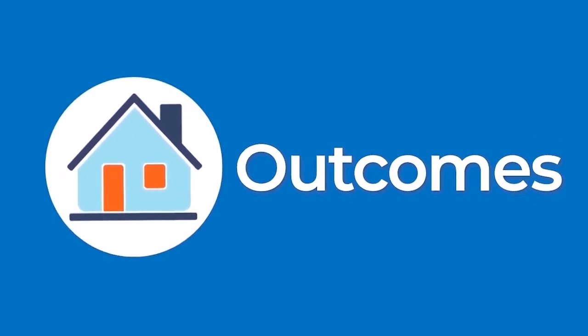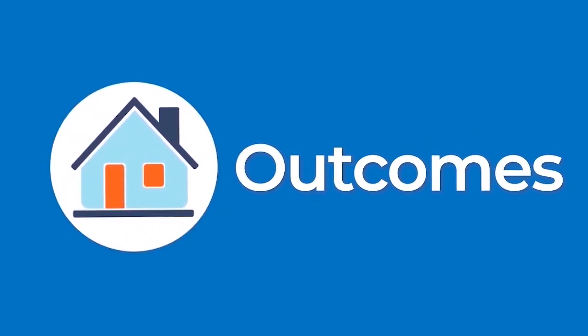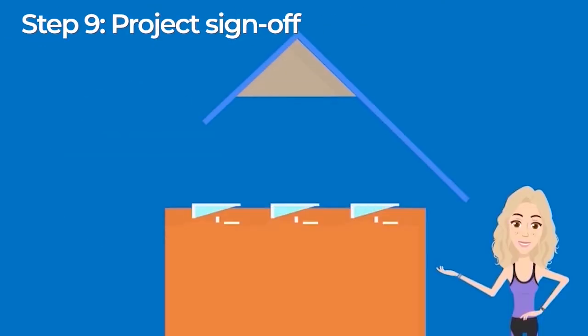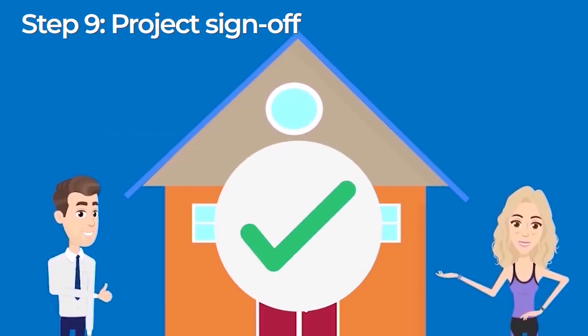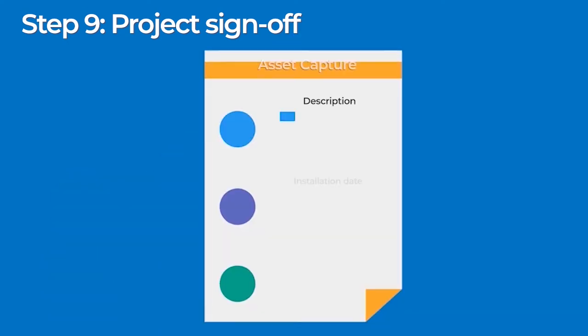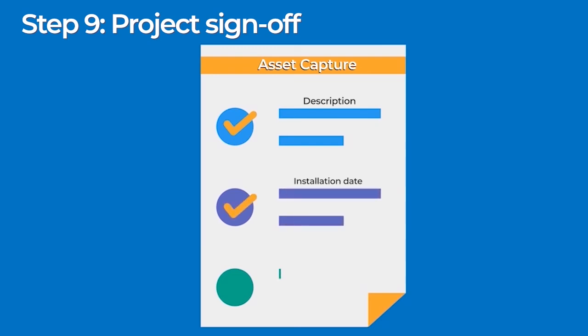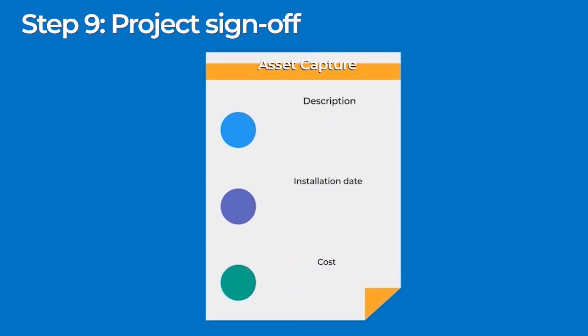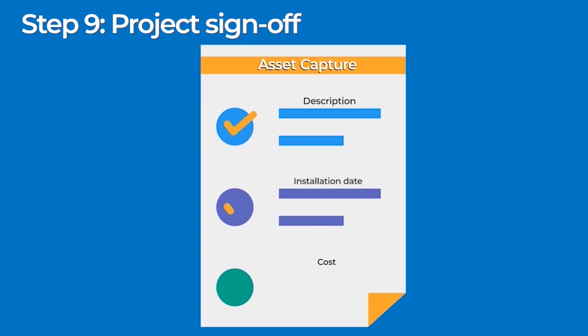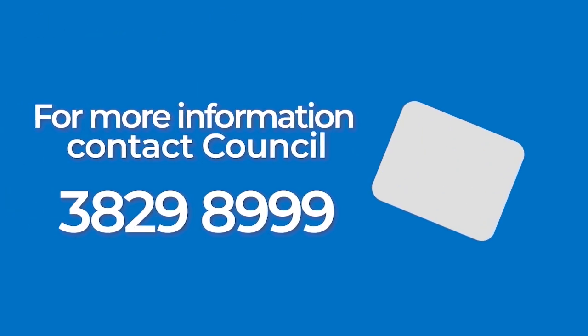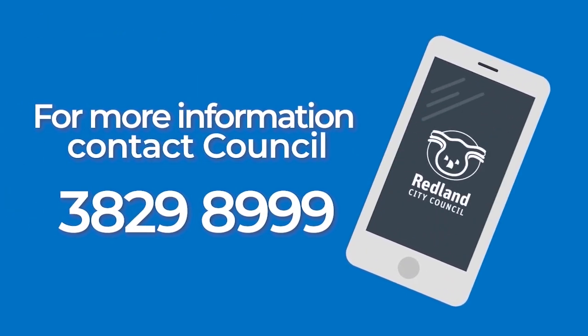The outcome stage consists of asset information being captured by council once your project is complete. Step 9 is project sign-off. When you have finished your project, you must provide confirmation of project completion to council. This can include council capturing asset information from you in order to have an accurate record of what assets are located on council land. Should you require any further information in relation to your project, please feel free to contact council during business hours. Council officers are here to help, so do not hesitate to call.